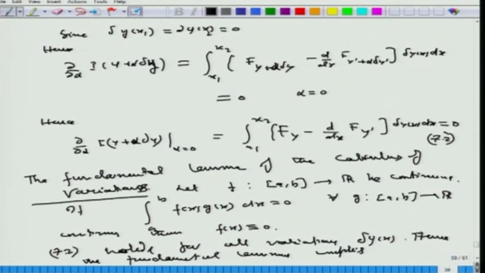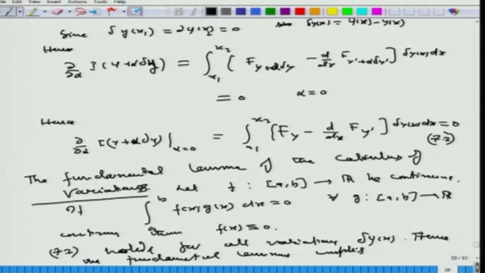So, we get delta y at x 1 and delta y at x 2 equal to 0, because delta y at x is y tilde x minus y x, and therefore this at x 1 as well as x 2 will be 0, because both y and y tilde are passing through the points a and b. And so we get this partial derivative del over del alpha of I of y plus alpha delta y as the following, because the boundary term vanishes.